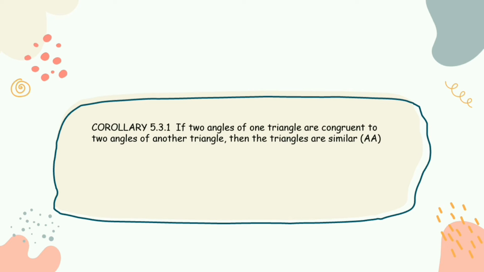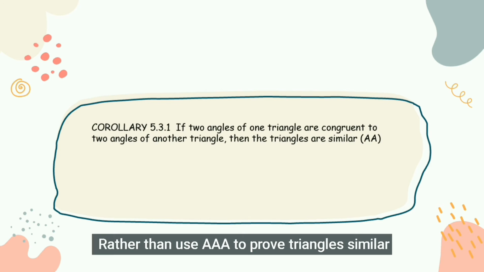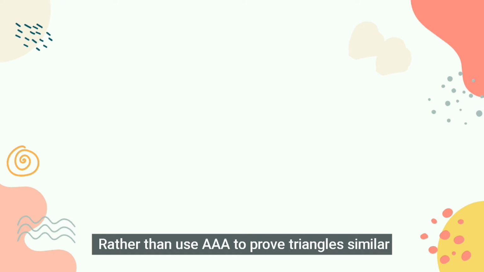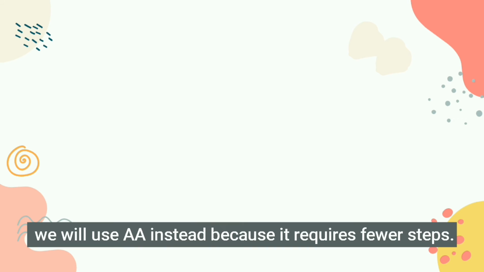Corollary 5.3.1. If two angles of one triangle are congruent to two angles of another triangle, then the triangles are similar, AA. Rather than use AAA to prove triangles similar, we will use AA instead because it requires fewer steps.